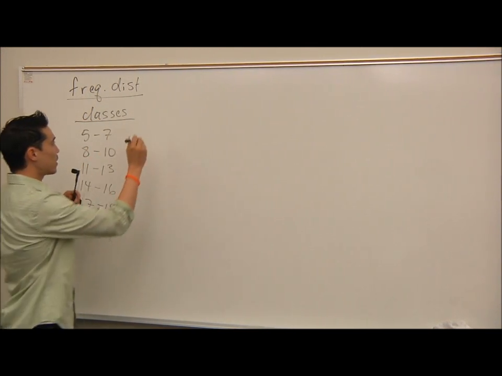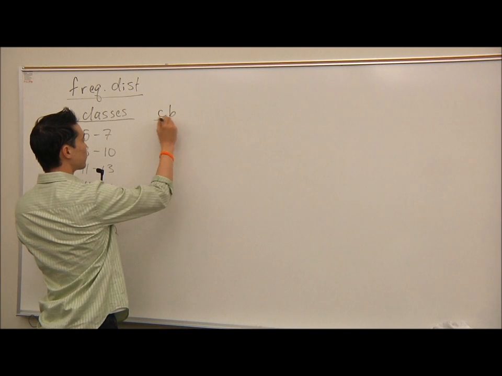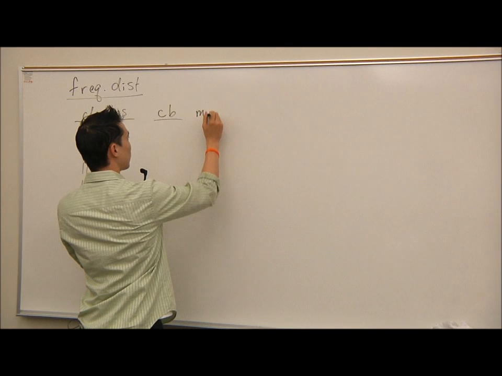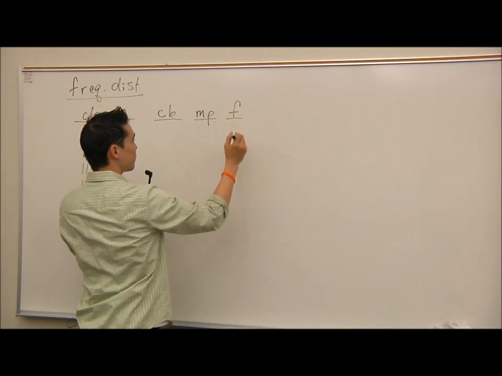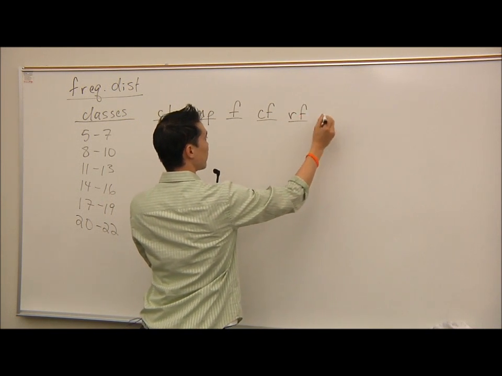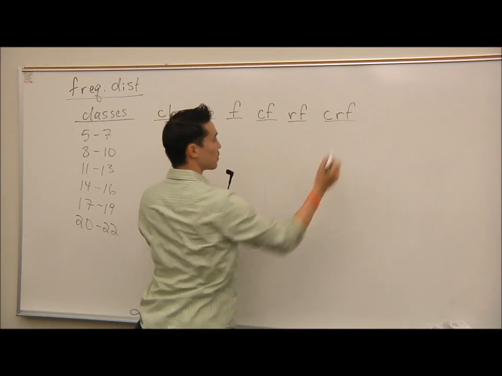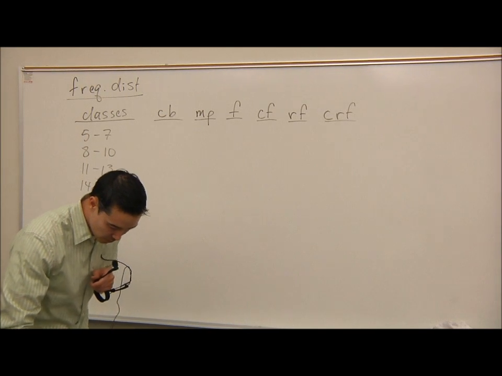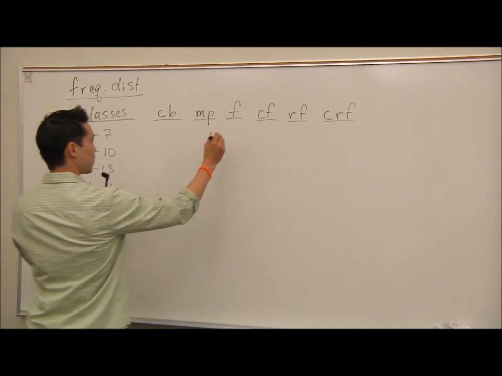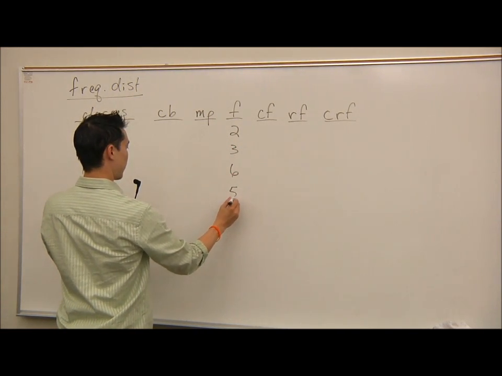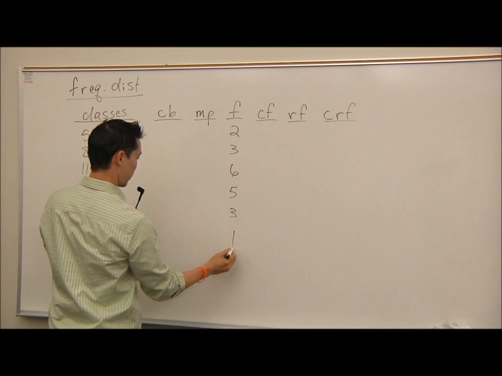Okay? Now what I'd like you guys to do is leave a little bit of room. I'm going to slide in a CB column. I'm also going to slide in an MP column. I'll give you F. And I want CF, RF, and finally CRF. Okay? Let me go ahead and give you the frequencies. It's 2, 3, 6, 5, 3, 1.